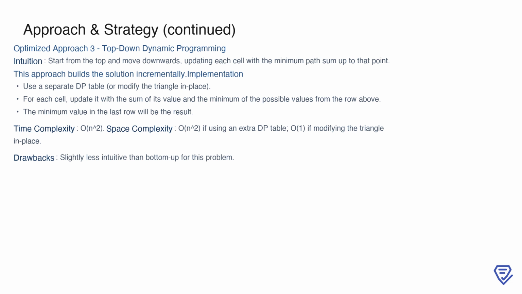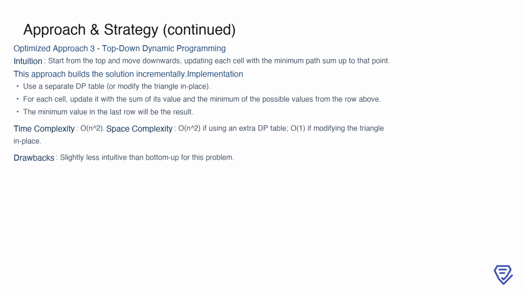This process continues until we reach the last row, where the minimum value represents the final result. While this method is effective, it is slightly less intuitive for this problem compared to the bottom-up approach. The time complexity remains n squared, and the space complexity can vary.